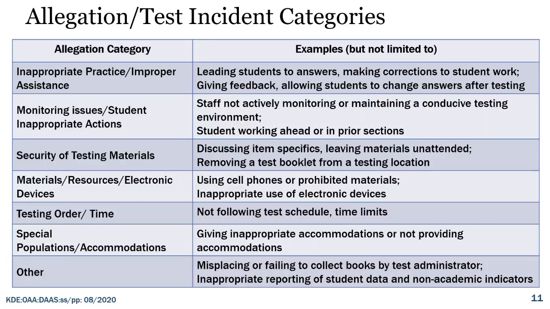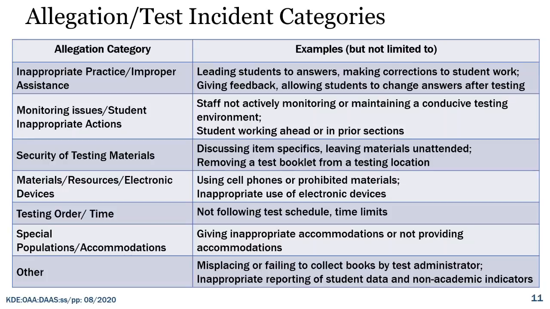Then we have the materials, resources, and electronic devices category. Some examples would be staff providing materials that are not a part of the state required assessment, not providing resources as directed in testing manuals, displaying content information on surfaces in the testing environment, inappropriate use of electronic devices during testing sessions. Now we come to testing order and time. Staff not administering the test parts in the order they appear in the test booklets, or not observing session time limits.